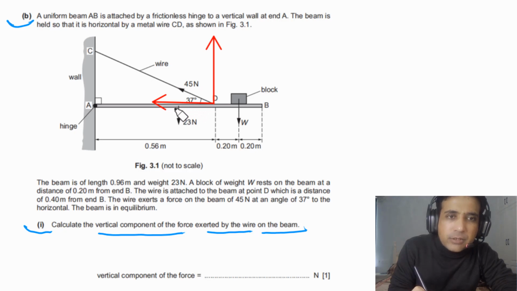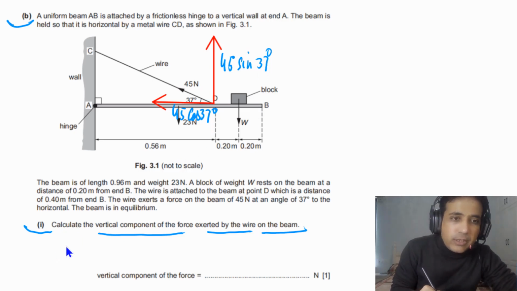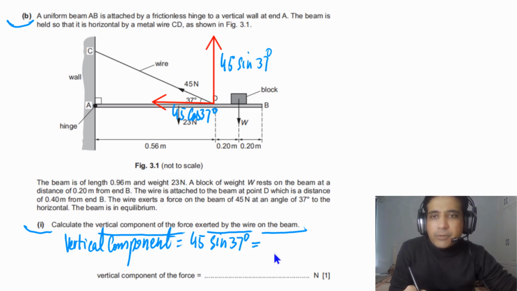So this is simply 45 cosine of 37 degrees, and this one will be 45 sine of 37 degrees, and this is simply what we need to write down. So we will say the vertical component of force in this case will be equal to 45 sine of 37 degrees. And if we solve this one, our answer will be 27 newtons to 2 SF. So this is our final answer. This is how you can find it.